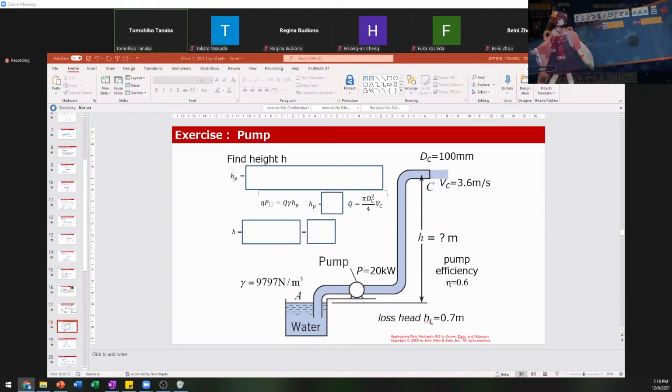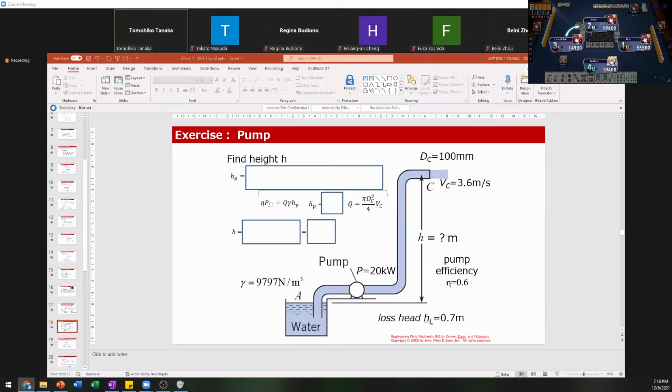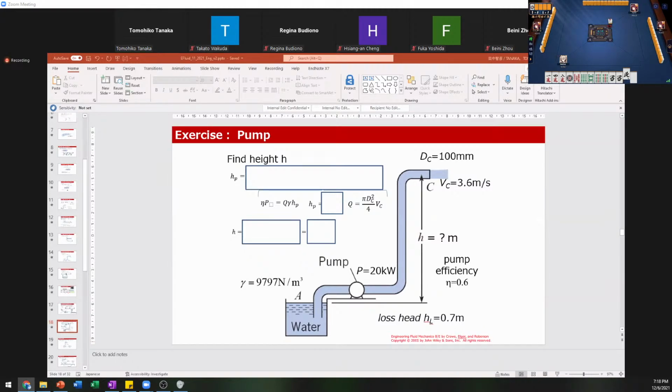Did you get the height, h? Is it 43 meters? It's almost, probably you're right. Actually, the correct answer is 42, but I think almost right. Let me explain the solutions.